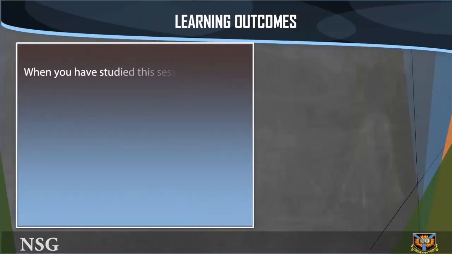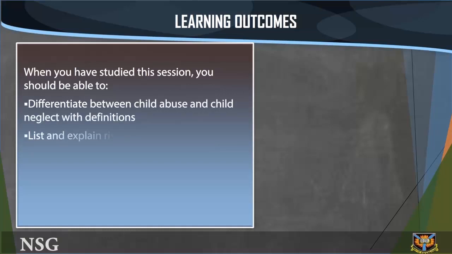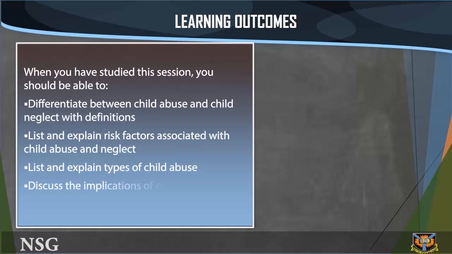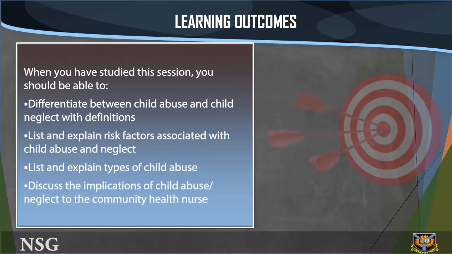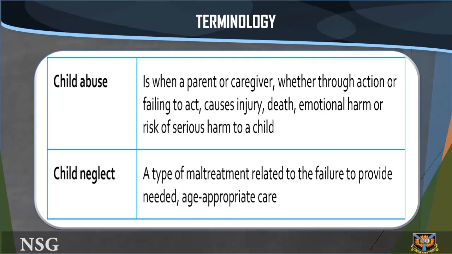Learning outcome. When you have studied this section, you should be able to differentiate between child abuse and child neglect with definitions. List and explain risk factors associated with child abuse and neglect. List and explain types of child abuse. Discuss the implication of child abuse or neglect to community health nurses.